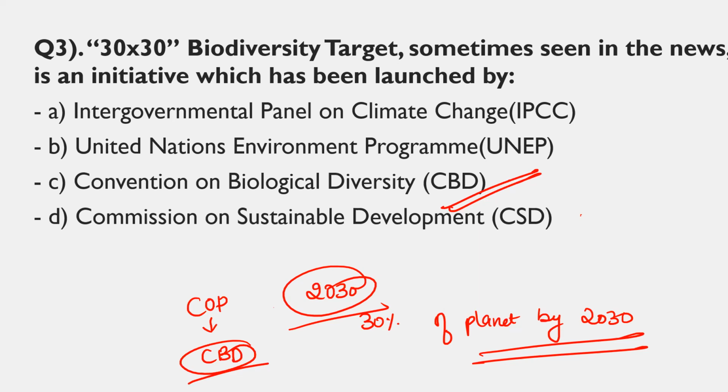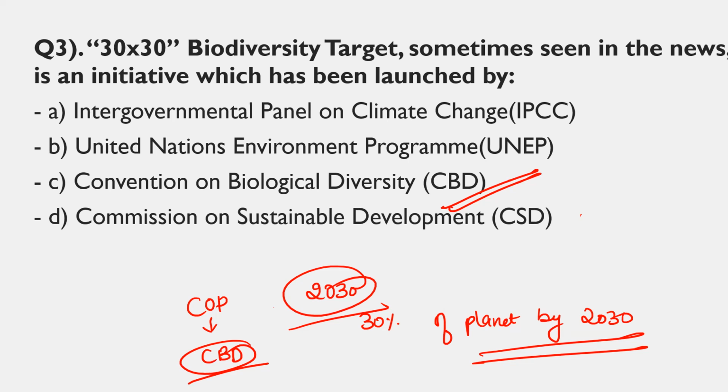Again, the question is very, very important because this target is always in the news. And you can find a question on this topic from the mains perspective also, GS3. Like the question can be: what is the 30 by 30 initiative? What are the implications for biodiversity conservation? Discuss the challenges and opportunities for India in achieving this target.